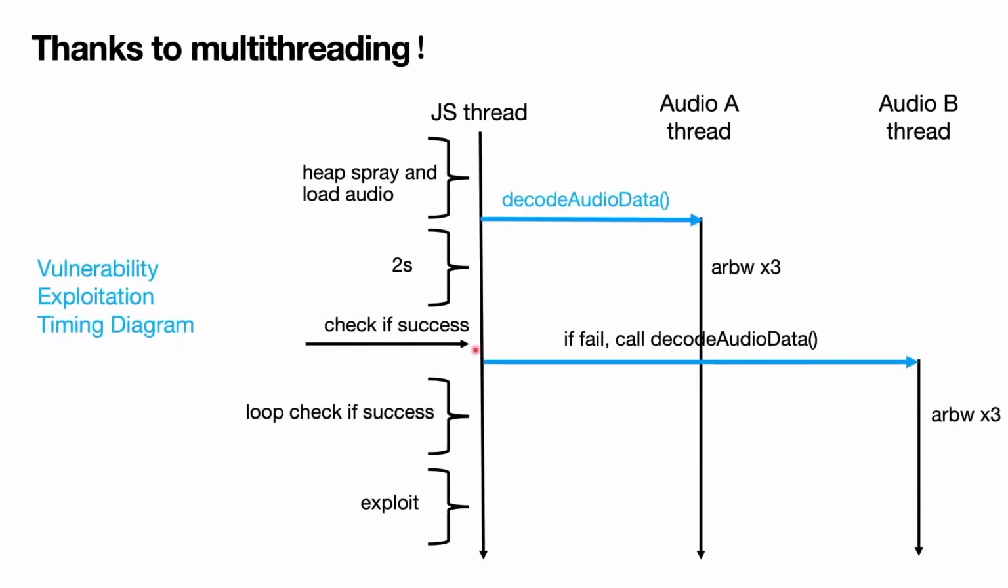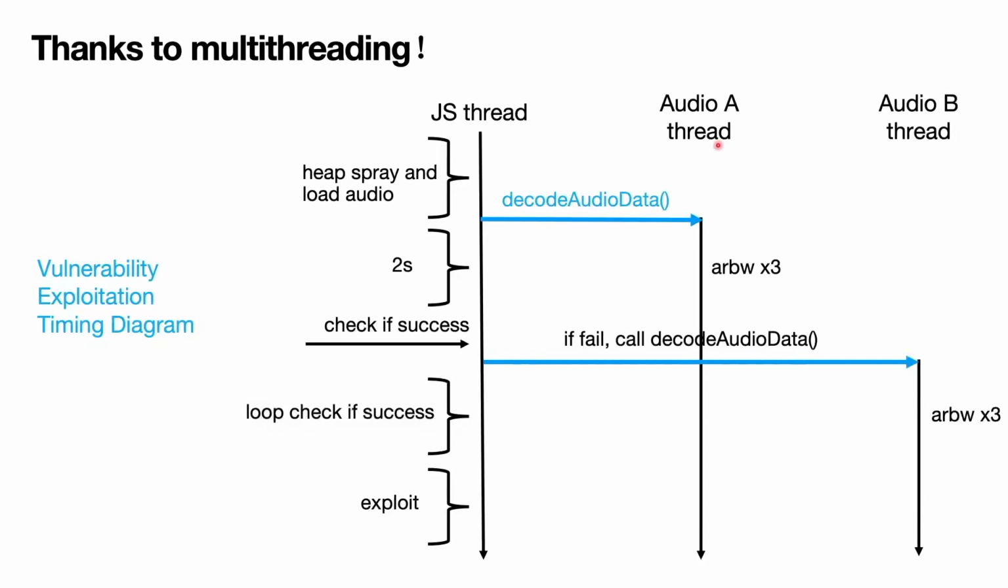The following sequence diagram explains the exploit process. In the beginning, there was only one JS thread. We do heap spray first, and construct the audio file in the memory. Then we call the decode audio data function, which performs the audio decode process. Since Safari decodes the audio in a separate thread, the audio A thread will be started here. Let's first assume that the memory layout of the heap spray is situation 1 mentioned above.